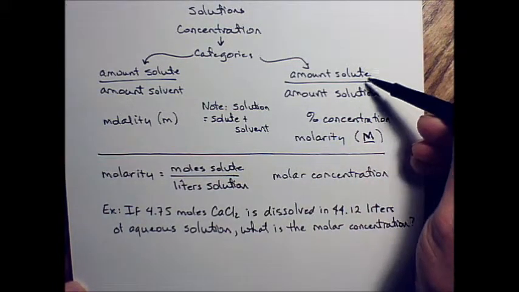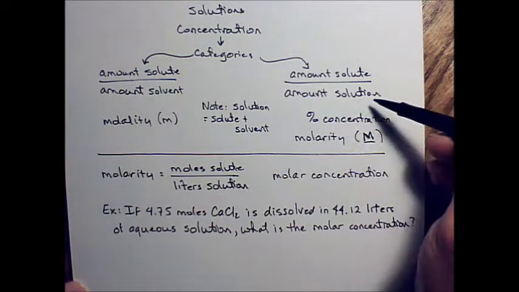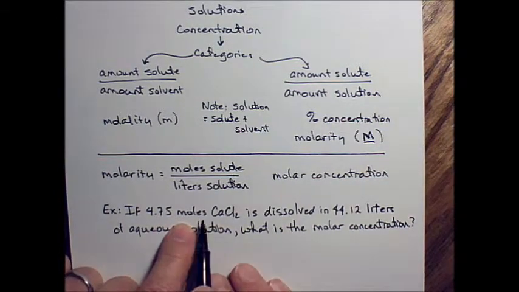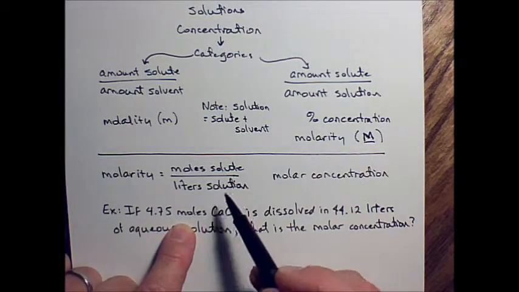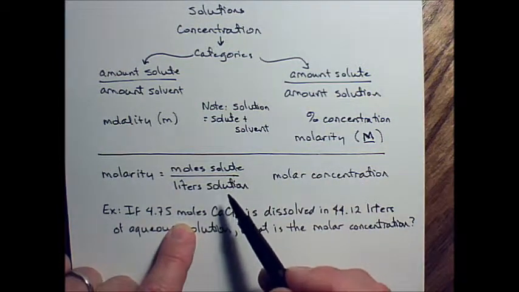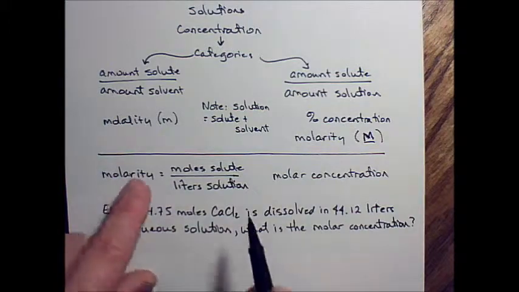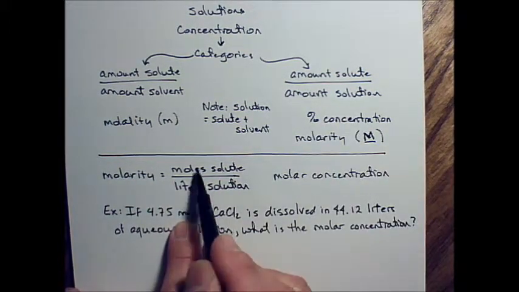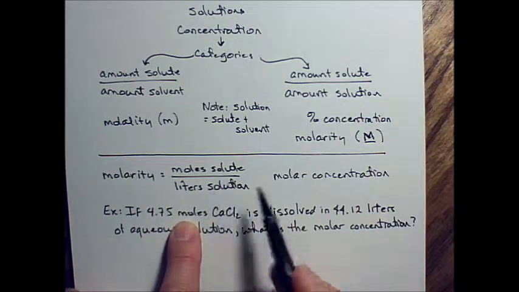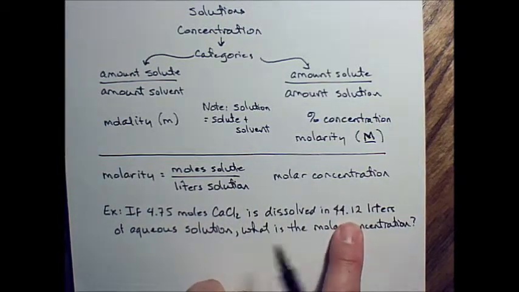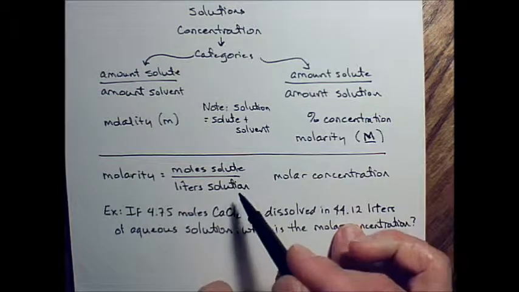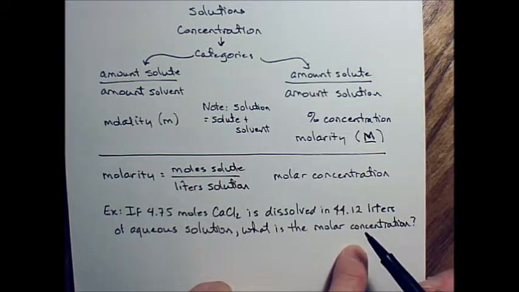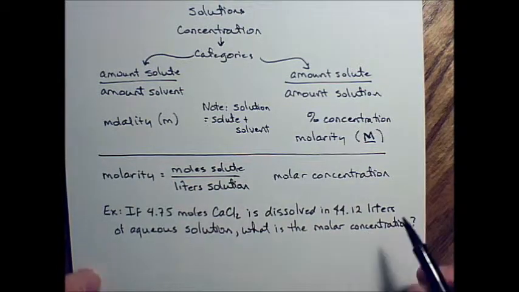The way you set a problem up like this is you have to remember that you're starting with whatever the amount of solute is over whatever the amount of solution is, and then you convert. In this case, I'm giving you the starting amounts in the units you need. So later on we'll have to do some conversions, but this time I'm actually giving you the amount of solute in moles. That's what you need for the top. I'm giving you the amount of solution in liters, and that's what you need for the bottom. All you have to do is put this particular problem together in a fraction and do the math.